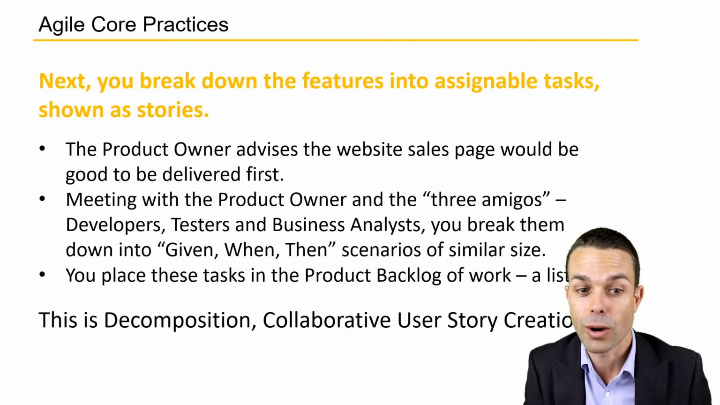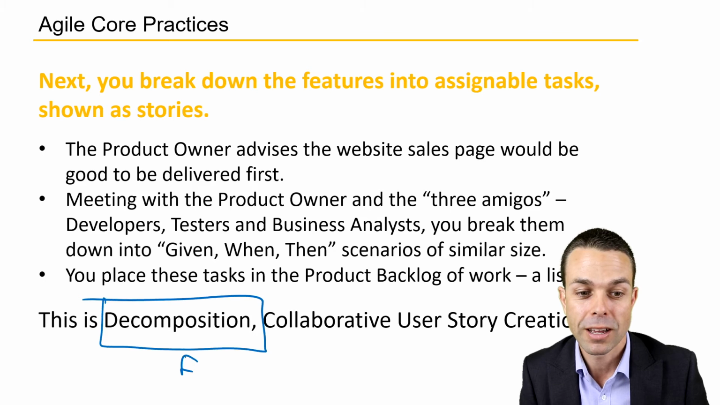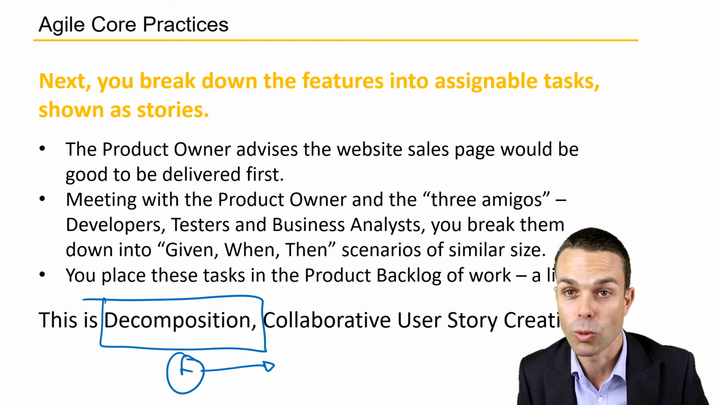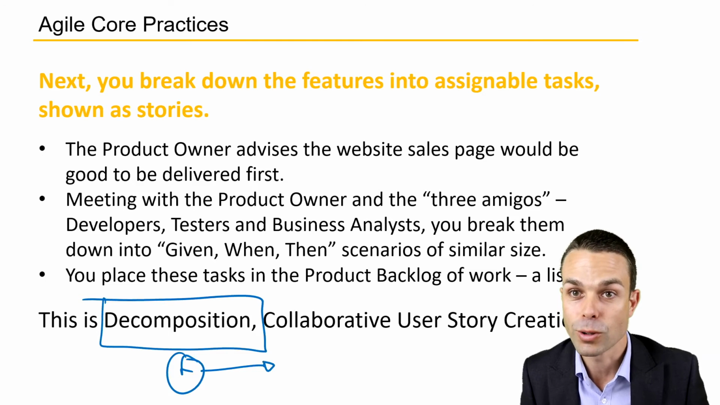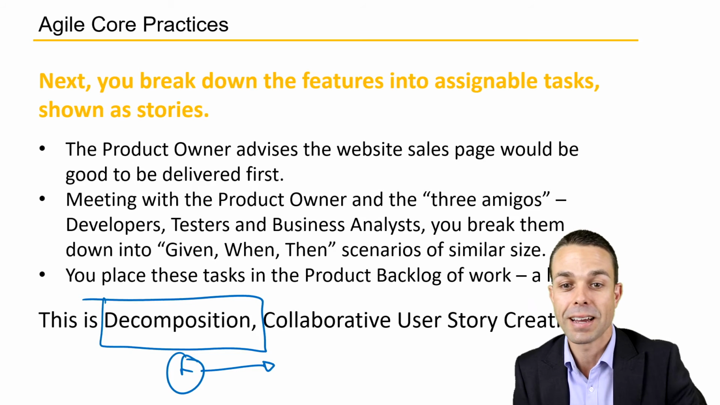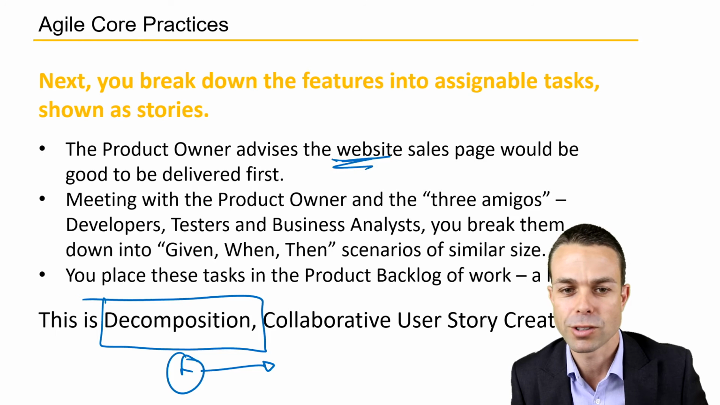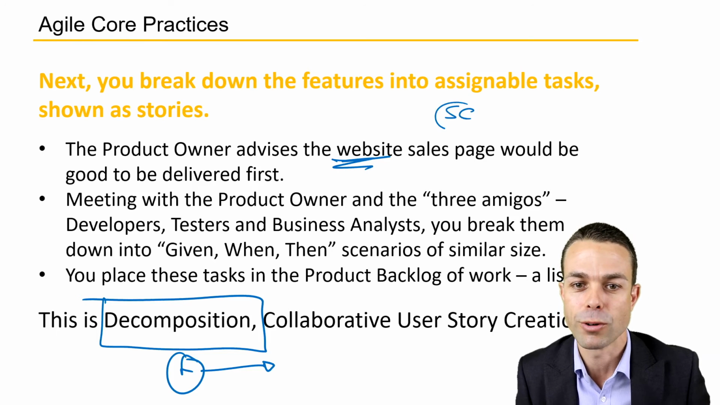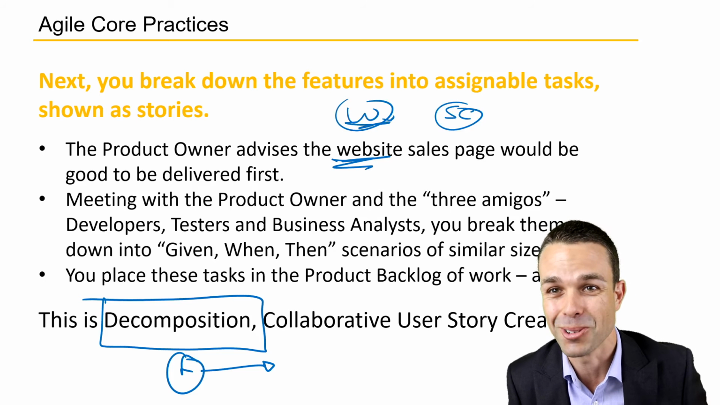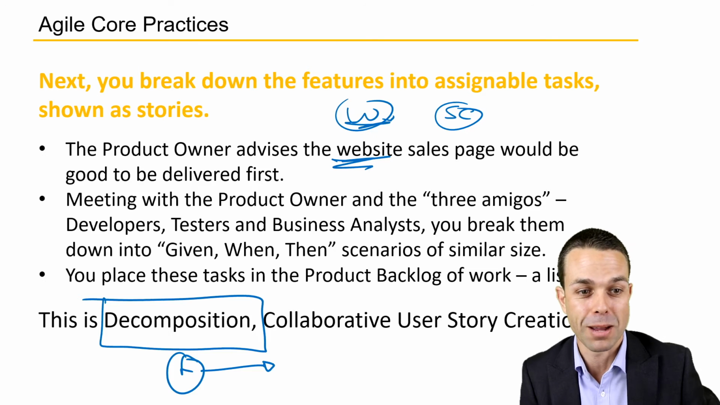So this is where we're breaking it down. We're decomposing our high-level features into smaller work packages. And to do that, we're getting everyone together. So the product owner advises, he or she says, it'd be good to have that website delivered first. So we can't have a shopping cart if we don't have a website. So let's do that first. Hey, sounds like a solid approach. I'm glad everyone is on the same page with that.